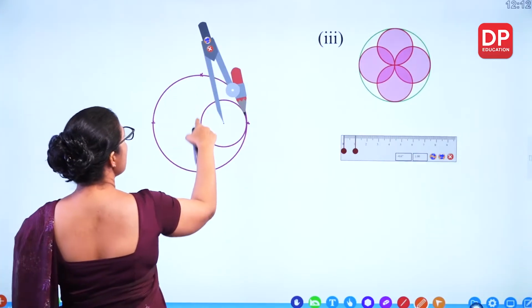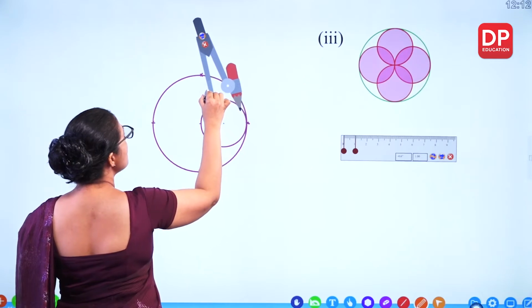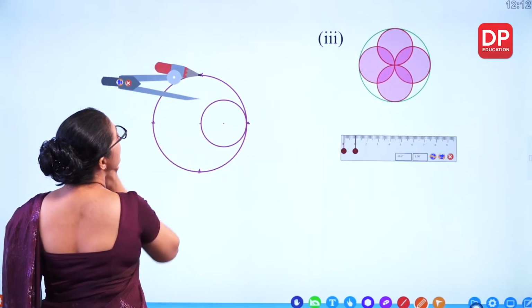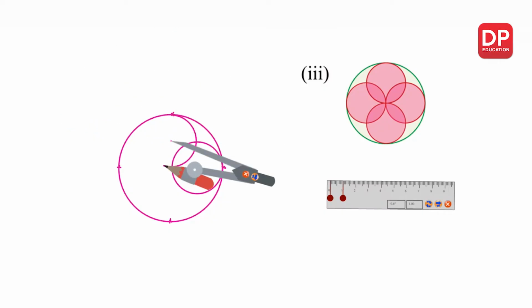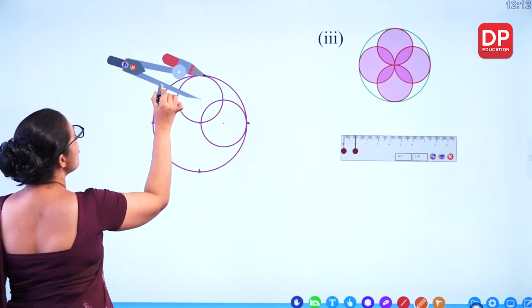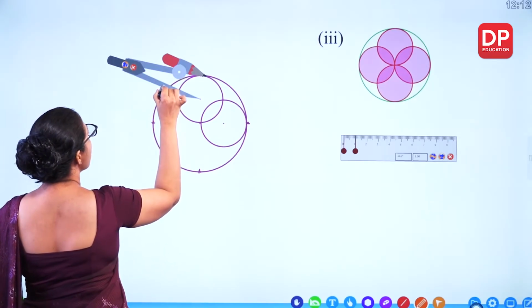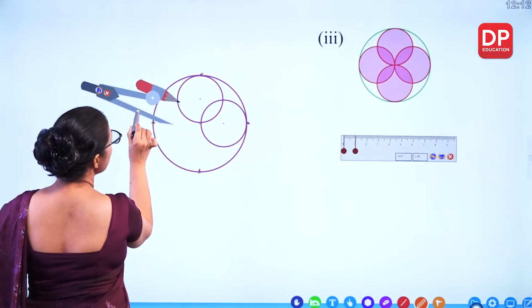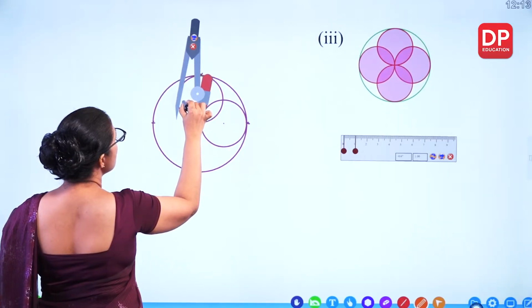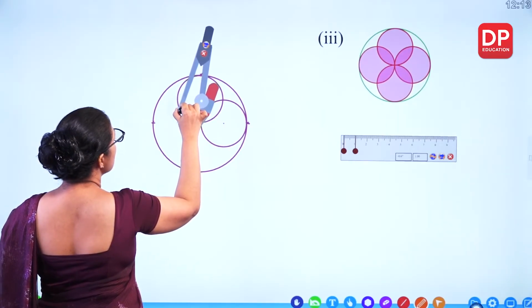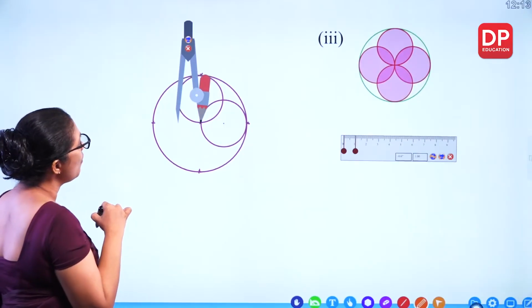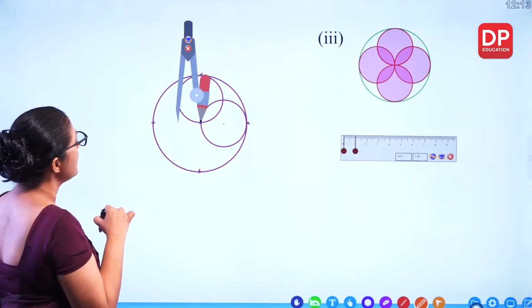Now we'll take these 2 points. In between these 2 points, we have to draw the other circle. So here, now draw the other circle. So that's the second one. Now in between these 2, we take the other one. Now keep it here and the other point should pass through this point. So keep it in between here. Now we can draw the next circle.